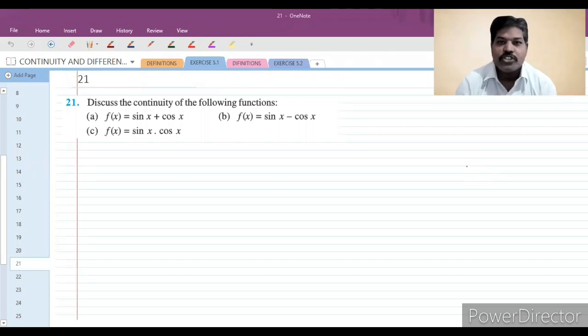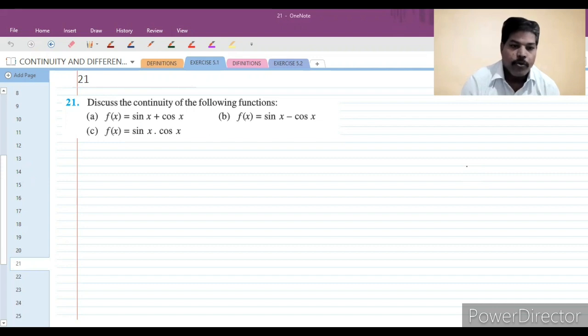See the next question, question number 21. Discuss the continuity of the following functions: f of x is equal to sin x plus cos x, f of x is equal to sin x minus cos x, and f of x is equal to sin x into cos x.